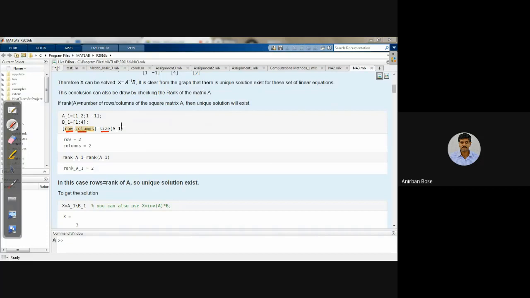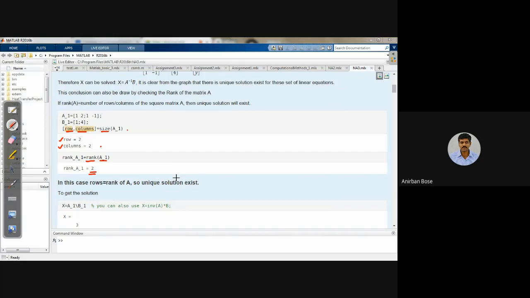Okay, so as you can see, if we execute, you will get the number of rows and columns present in that matrix A underscore 1. So here it is 2. And to find out the rank, the inbuilt function is rank, and then within parentheses you give the name of the matrix of which you want to find the rank, and you put it in a variable name. And here you can see that the rank is 2. So we can see that the order of the coefficient matrix A1 and the rank of A underscore 1 are the same, so it has a unique solution.